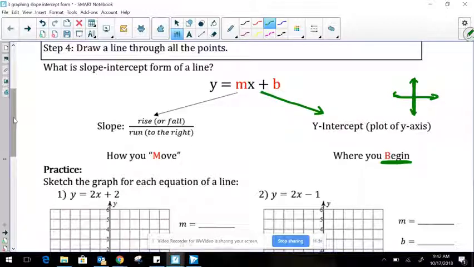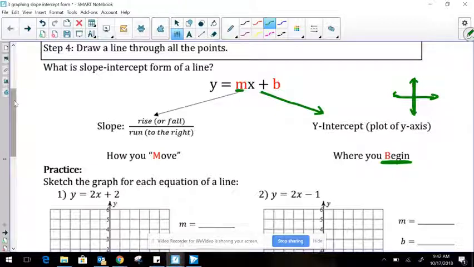Then m, that is your slope. So that's rise over run right here. And then we're going to say, okay, that m, let's say that stands for how you move. So you're either going to move up or down, and then you're going to move to the right.